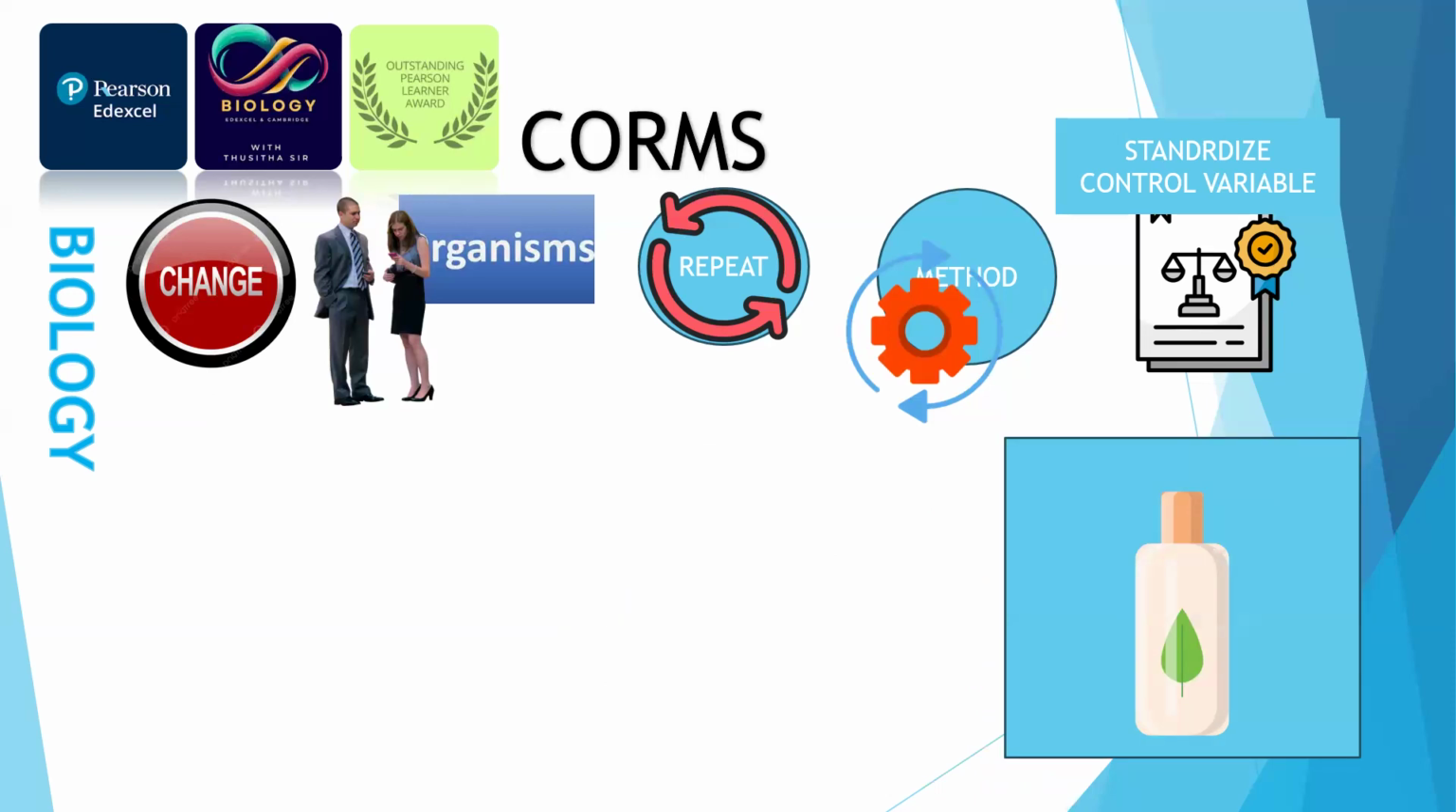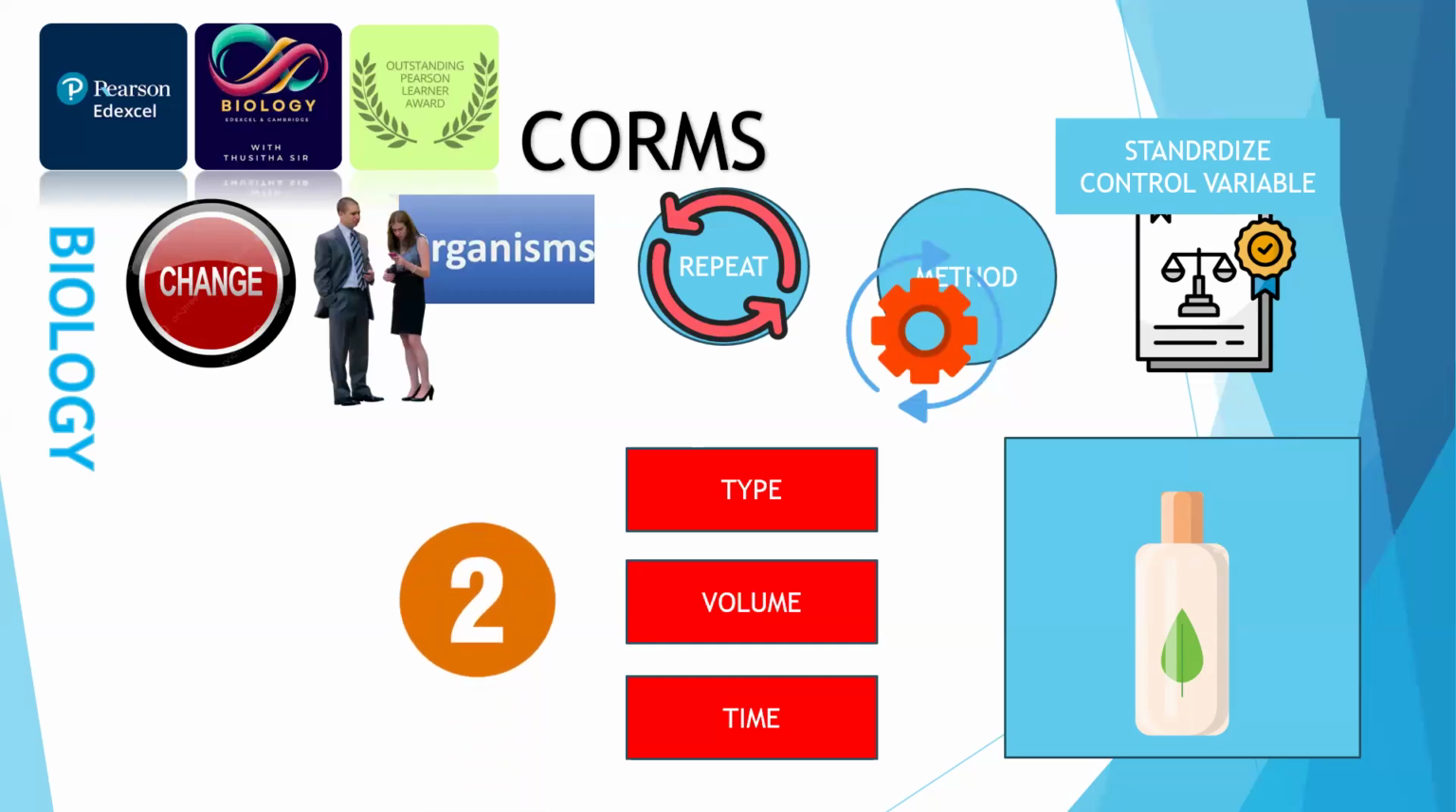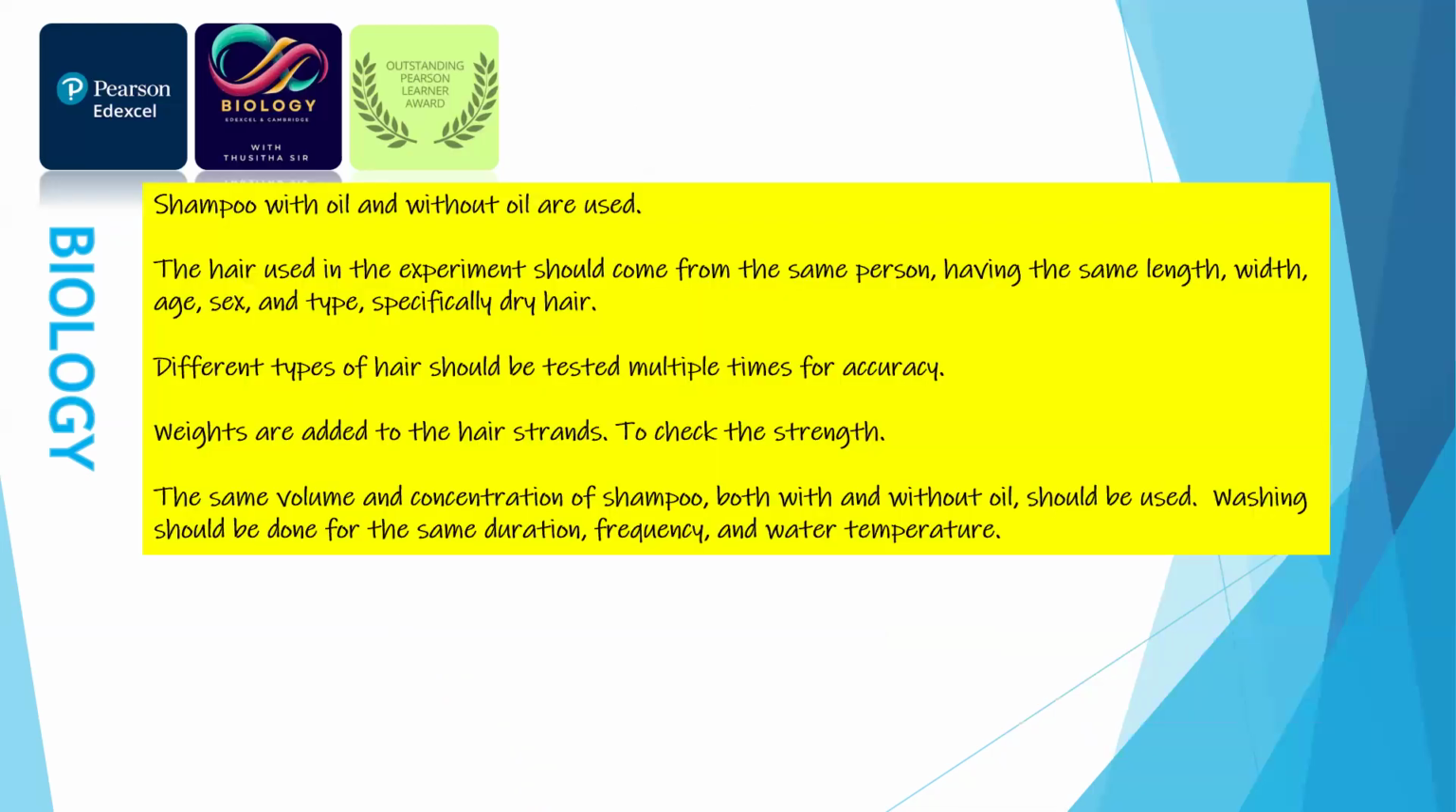Then standardizing other variables, you have to say the same type of shampoo, same volume, same time. Like apply the shampoo for 1 minute and then wash. Then use the same volume and the same type of shampoo. Only the difference is argan oil. Okay, now this is the answer. So 6 marks. This is good enough to get 6 marks.